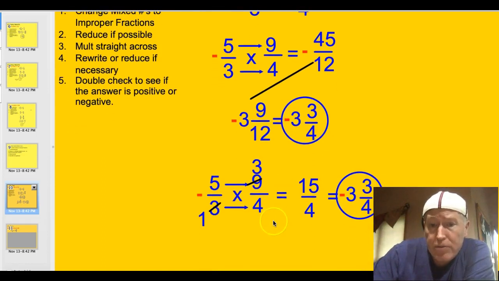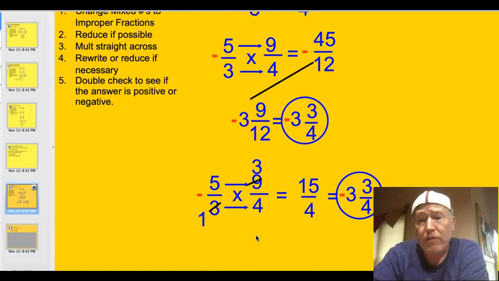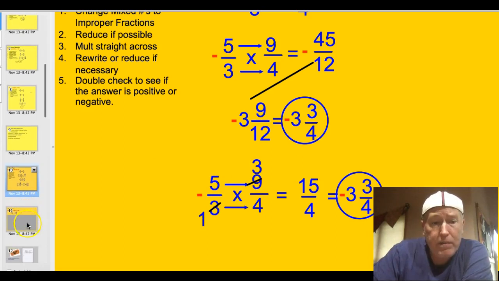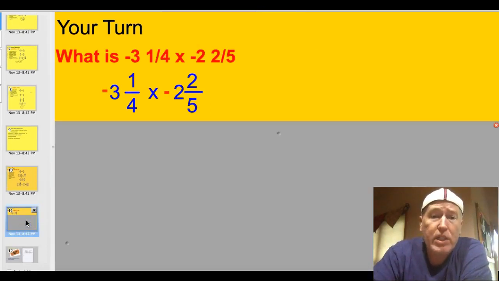If you cross reduce like I like to, I've shown my work down here. I'll give you a second to look at that. Just divided both of these here by 3. All right, try another one. Go ahead and pause and try this one.